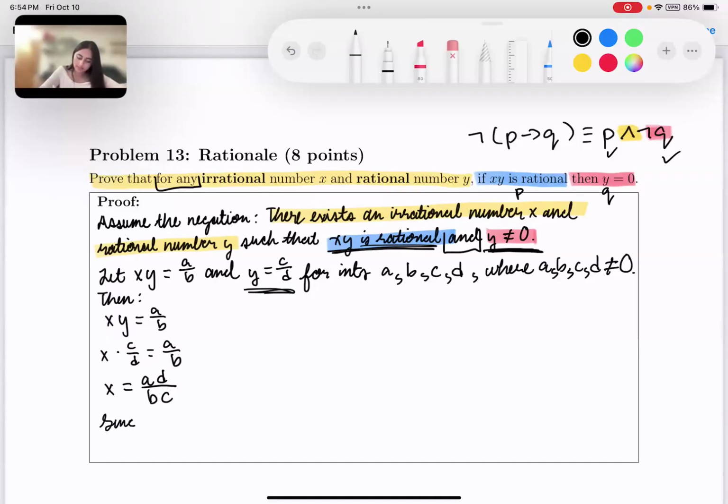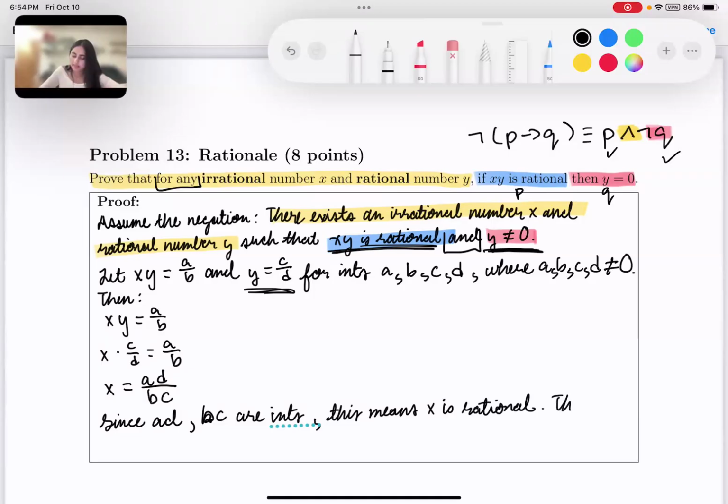So this means that since ad and bc are integers, this means x is going to be rational. This is a contradiction because we defined over here that x is going to be an irrational number.